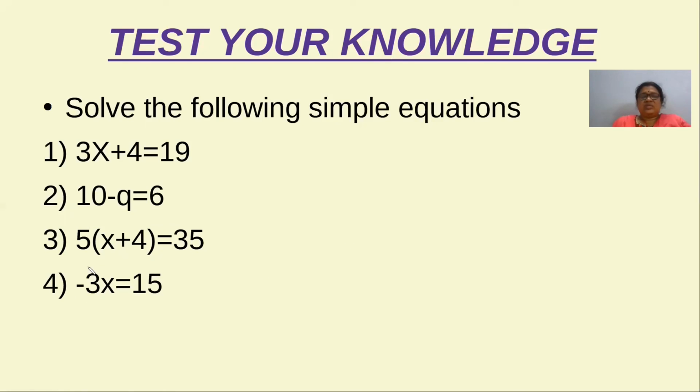And look at the fourth, this is minus 3. Minus 3 is multiplying x. When you take it to the other side, it will divide. And here, look, 2t minus 5 is equal to 3. And you have to find out the t value.